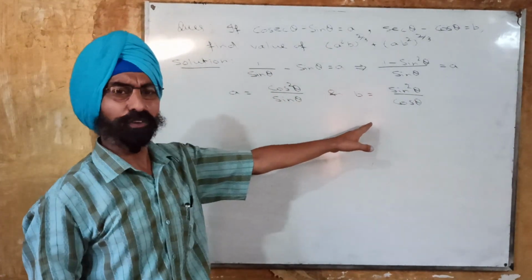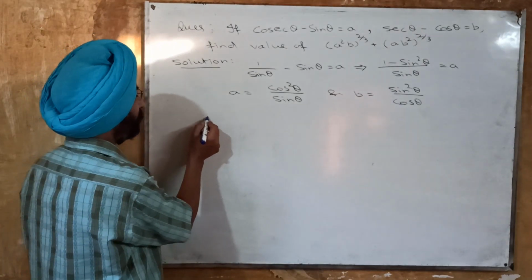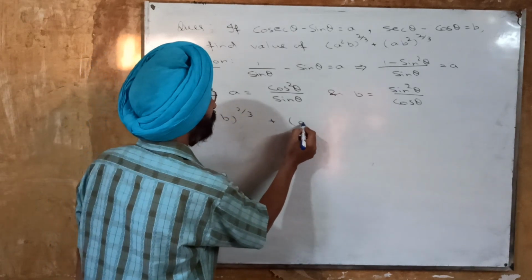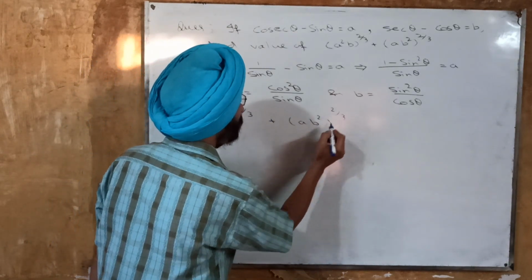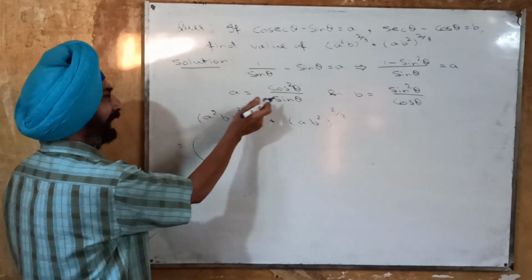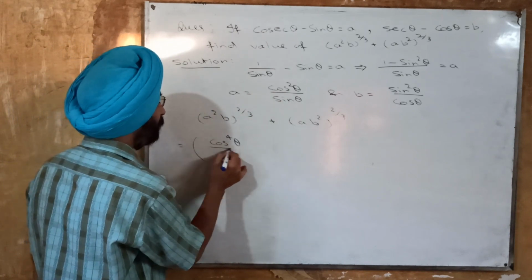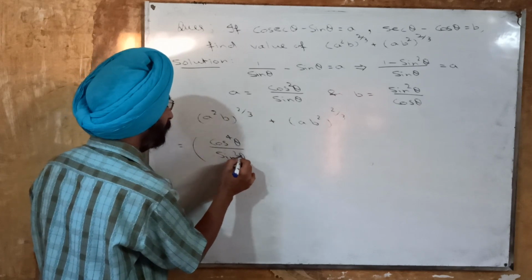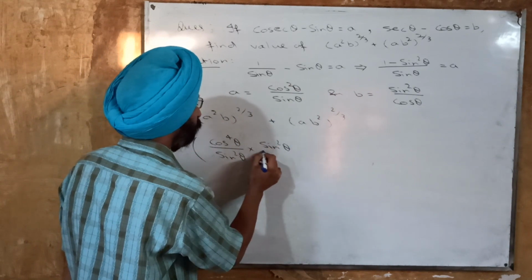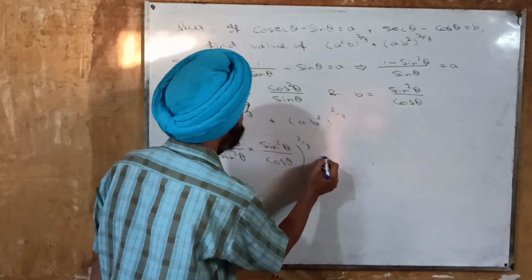Now A and B are in easier forms. Now we will look at the required term. The required term is A square B power 2 by 3 plus AB square power 2 by 3. Substituting the values now, first of all, it is A square. So what is A square? It is cos power 4 theta divided by sin square theta and multiplied by B. B is sin square theta upon cos theta, and then raised to the power 2 upon 3.